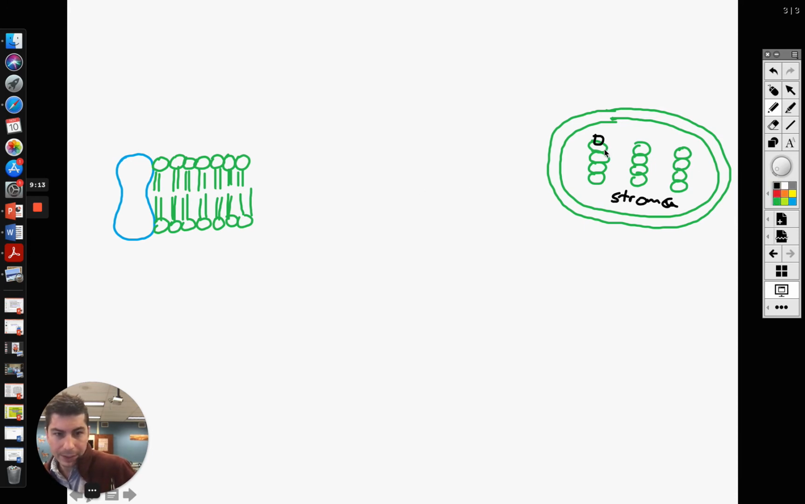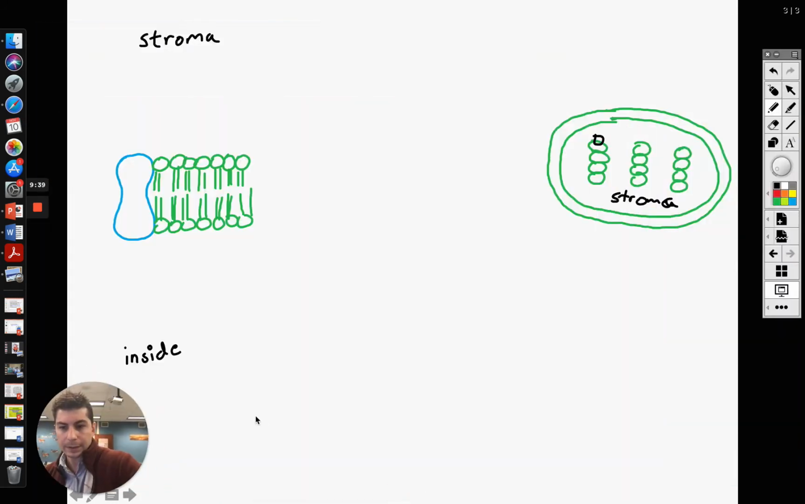Now, let me label some areas here. So if you look here, I took out this little part. So the part on top, this would be our stroma. And then our part down here, this would be inside the thylakoid. Whoa, I did not mean to do that. Sorry, guys. Let's minimize me back down there. Inside our thylakoid. Okay. So, here we go.